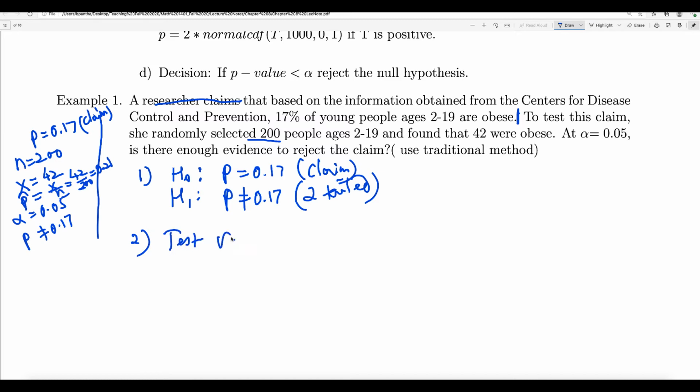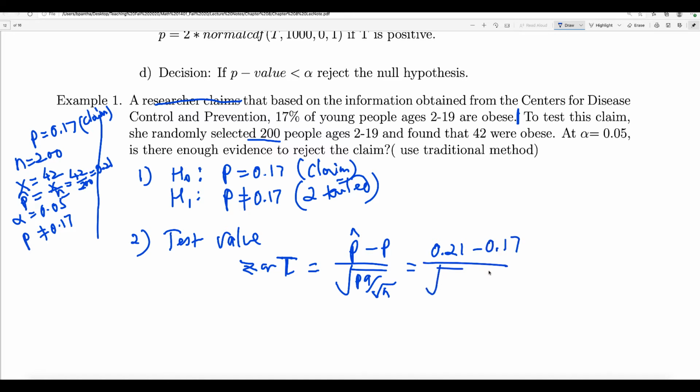Test value. We denote G or T. You can write capital T equals to P hat minus P over under the root P times Q over N. Okay. So what is P hat? 0.21 minus 0.17 divided by root under. What is P? P is 0.17. 0.17 times Q is 1 minus P. That will be 0.83, right? That's what you get. Divided by N is 200.